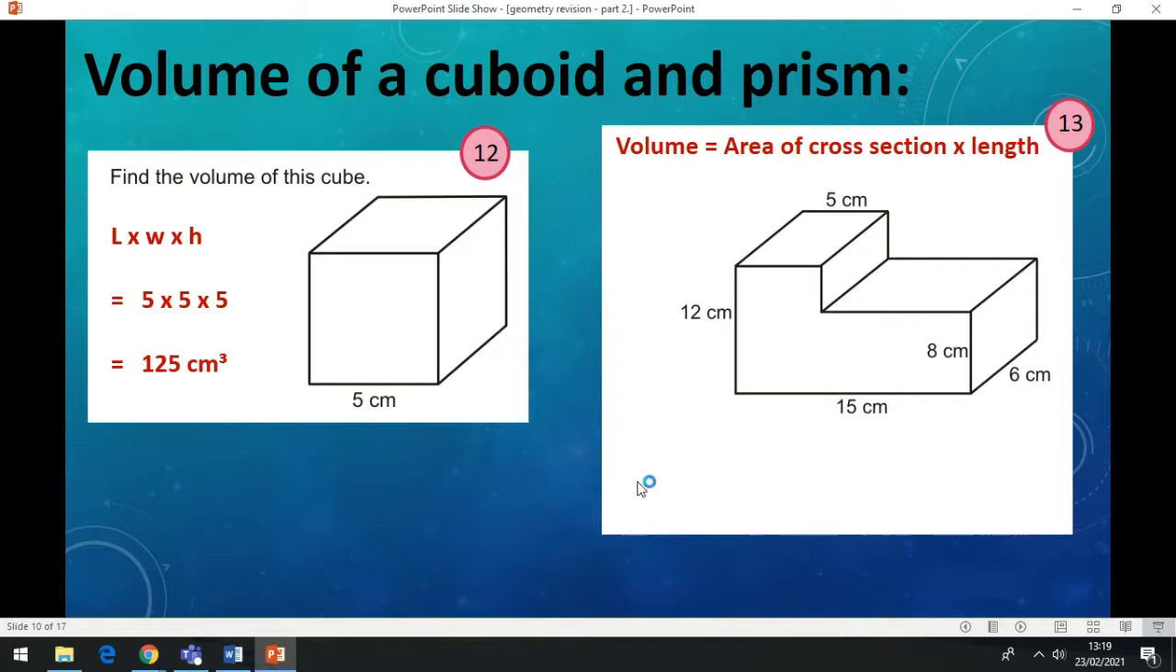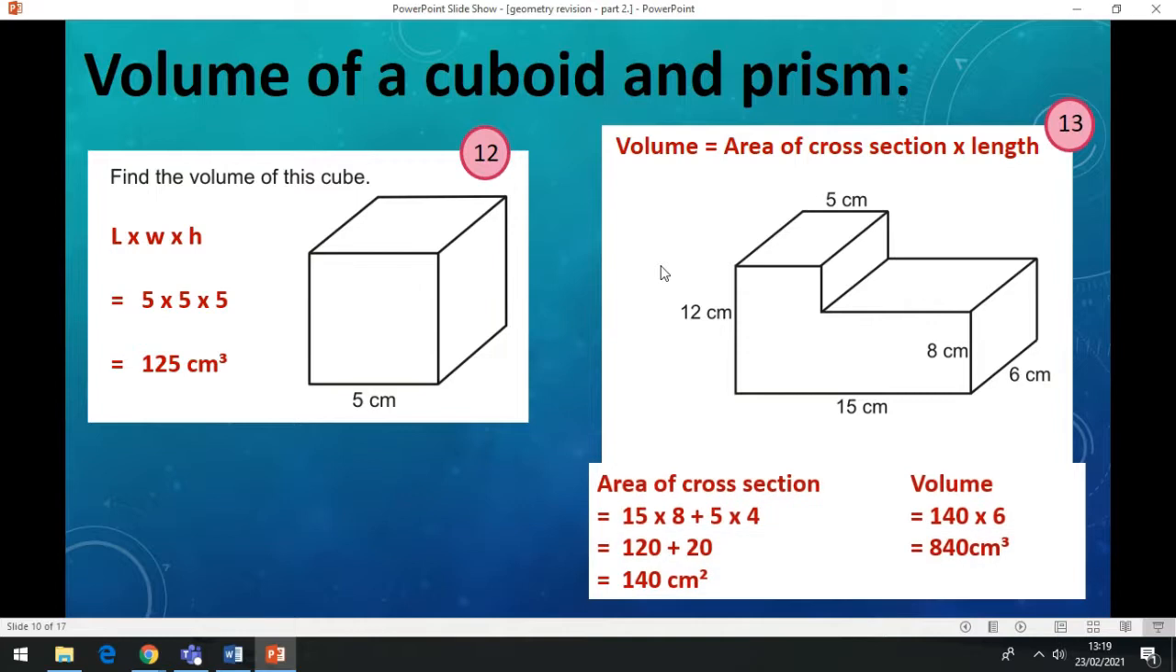So for the volume of a prism, here we've got a shape that is the same wherever you cut along it, it would look the same. So the area of the cross section multiplied by the length. So we've got a bit of work to do here. First thing we need to do is find out the area of the cross section. Well, I can split that up into two rectangles.